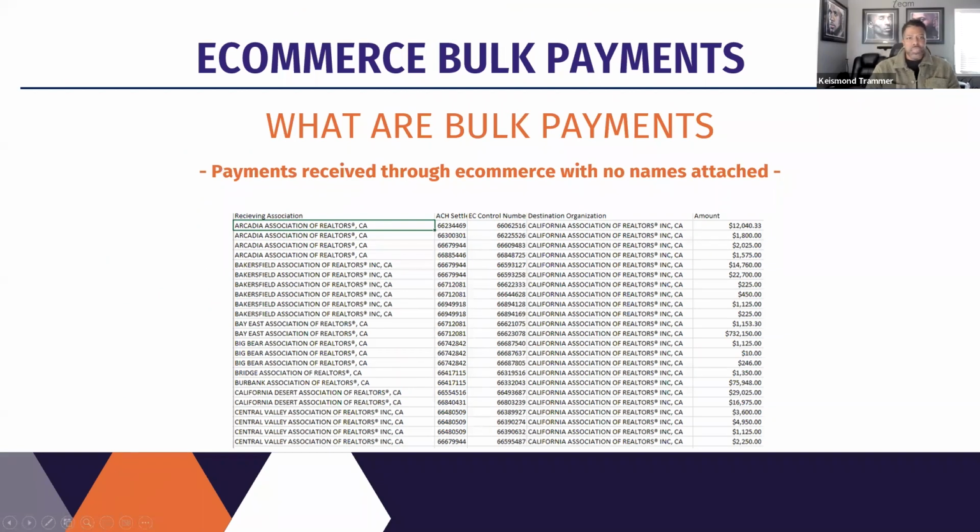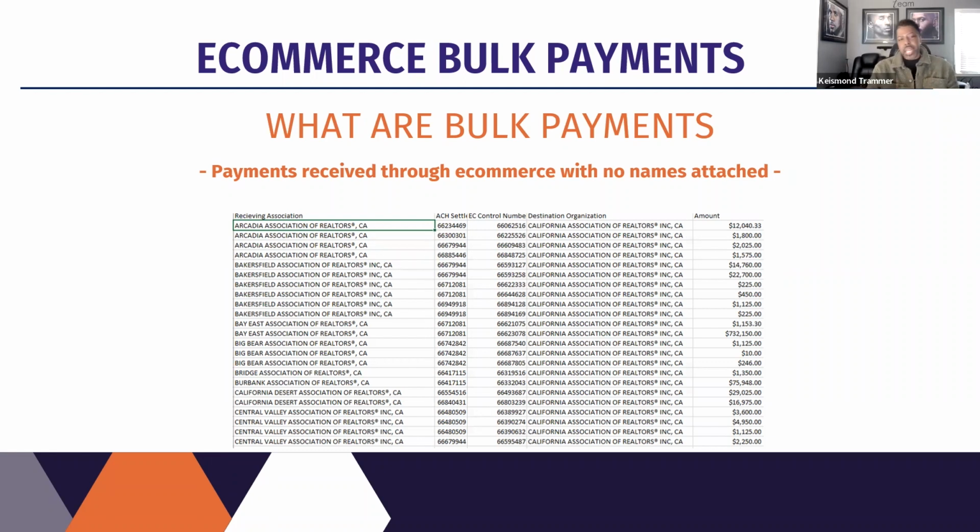All right, so let's talk about the e-commerce bulk payment. So what are bulk payments? Bulk payments are payments received through e-commerce with no names attached. That pretty much means that the way some associations collect dues payment, members aren't going into the system and actually making a payment, and the payments are being split 3 ways. There are some members that mail in their payments. And so in those cases, the associations are really just making deposits into their association bank account. And then at some point, they're submitting that information to C.A.R. through the e-commerce system. And so those are considered bulk payments.